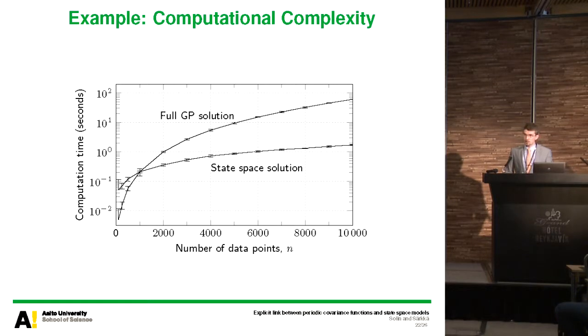First, the computational scaling. The naive full GP solution scales as O(n^3) in terms of the number of data points you have. Here, the scale is logarithmic, and it's actually the computational time that is shown. The state space solution in this case truly scales as O(n), which enables us to use this for very long time series models in thousands, tens of thousands, even 100,000 or millions of data points.